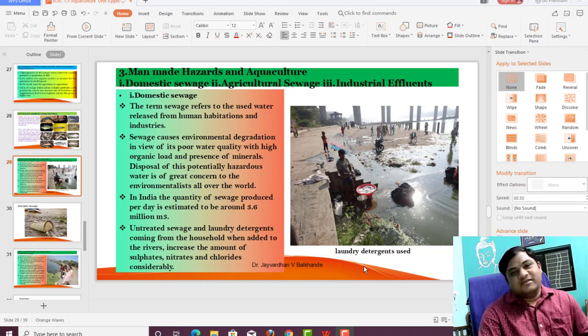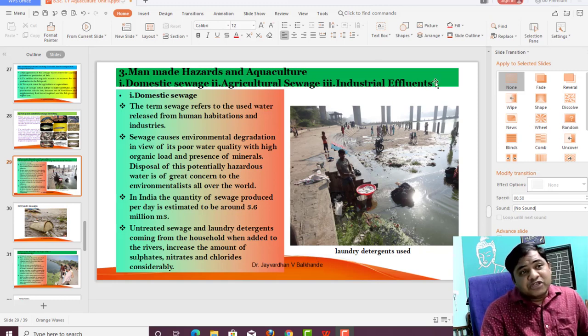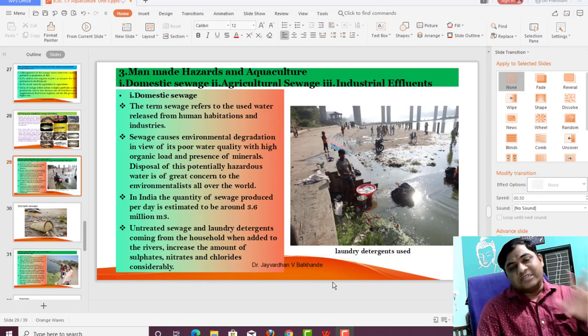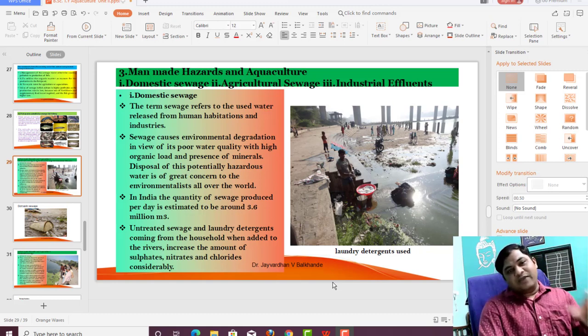But when we think about the contents present in detergents or soaps, we are using these in our cosmetics. You can see this in this picture. This is the picture of river Godavari, Nanded. This is the picture of Jayvardhan Ghat. It is a real image which I have taken.